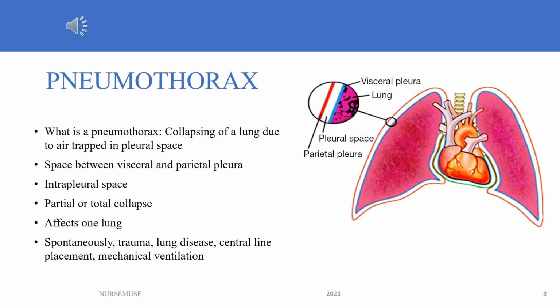And when a lung collapses, it can either be a partial collapse or a total collapse. And it's going to affect one lung. And pneumothoraxes are usually due to something spontaneous that happened, trauma, lung disease, central line placement, or mechanical ventilation. So just know that a pneumothorax is air caught between that visceral and parietal pleura, and so if this happens, the air is going to get stuck in that space, and it's going to actually collapse the lung. So we're going to learn more about this in the next few slides.